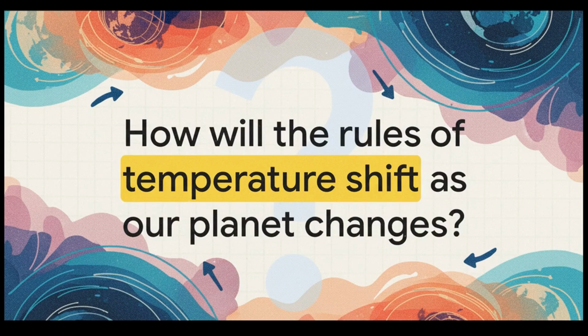And all of this leaves us with one really big question. We've just explored the basic fundamental rules of our planet's temperature. But what happens when the planet itself starts to change? How will these fundamental rules, the very physics we just talked about, begin to shift as the world gets warmer? That, right there, is the challenge we all face now.